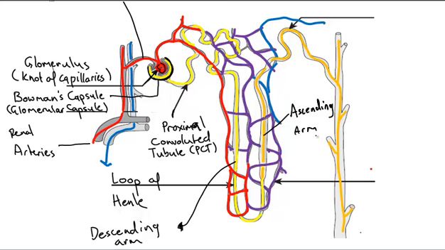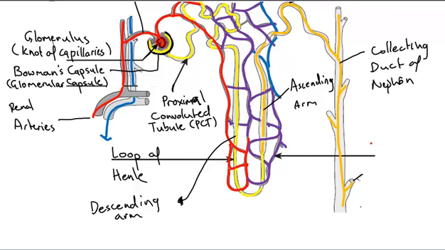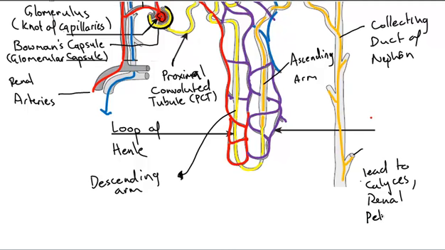Now that will eventually collect more and more concentrated urine into what is called the collecting duct of the nephron. And if you see, this collecting duct has lots of little branches off of it where other nephrons collect, and this will lead to the calyces, the renal pelvis, and eventually the ureter.